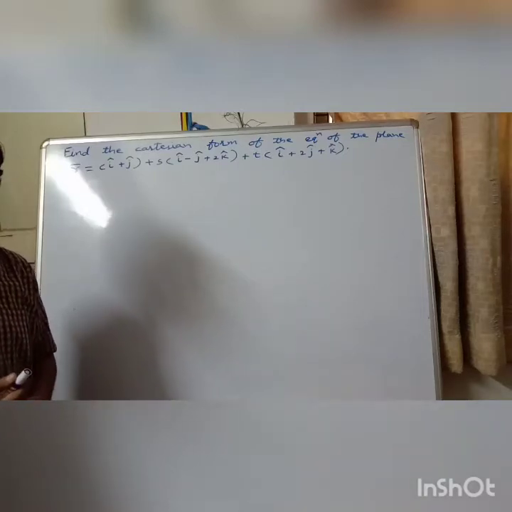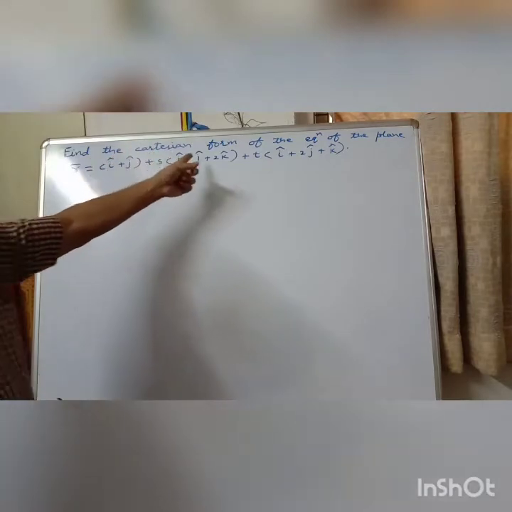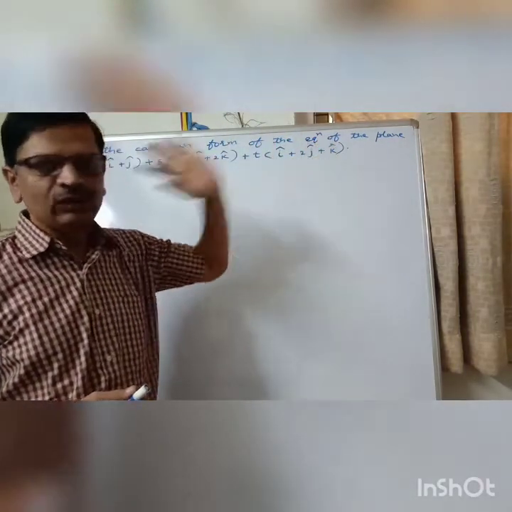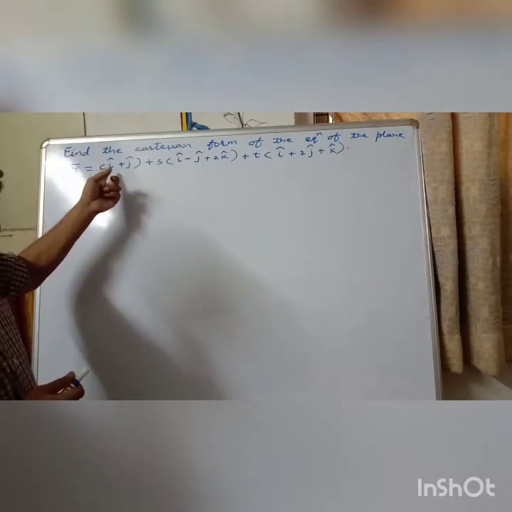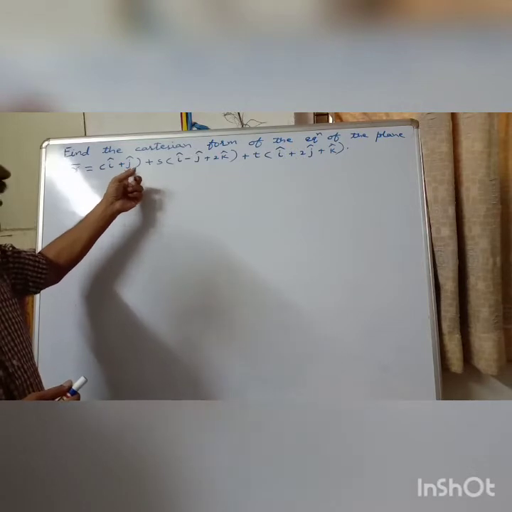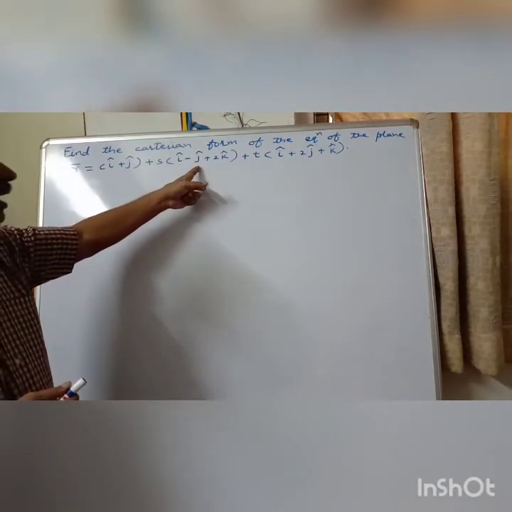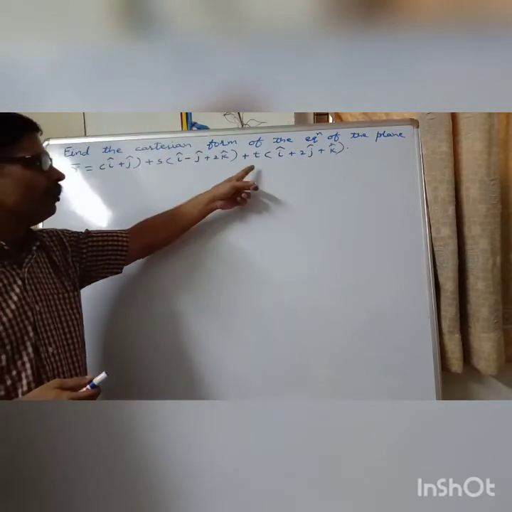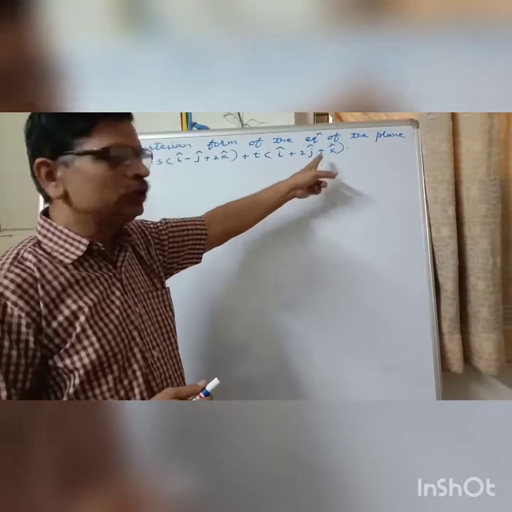Let us start with next example. Find the Cartesian form of the equation of the plane r bar equal to (i cap plus j cap) plus s into (i minus j plus 2k) plus t into (i plus 2j plus k).